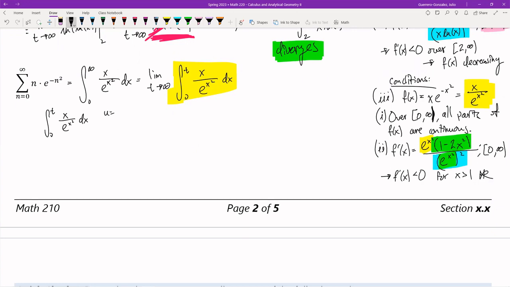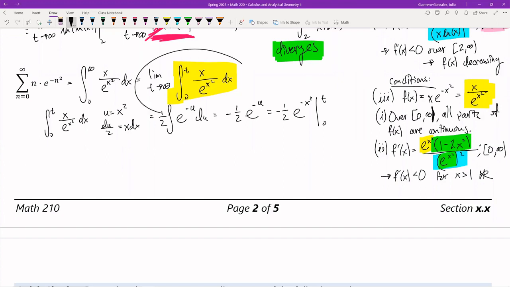So u is equal to x squared, so du over 2 is equal to x dx. So this is going to be equal to the integral, and there's going to be a 1/2 up front now, e to the minus u du, which is equal to minus 1/2 e to the minus u. Now I get to undo my substitution: minus 1/2 e to the negative x squared evaluated from 0 to t.